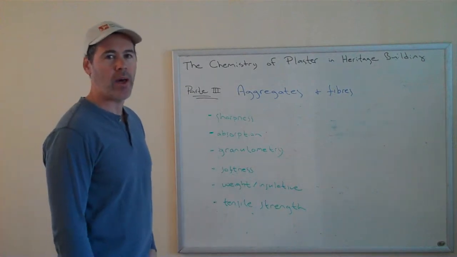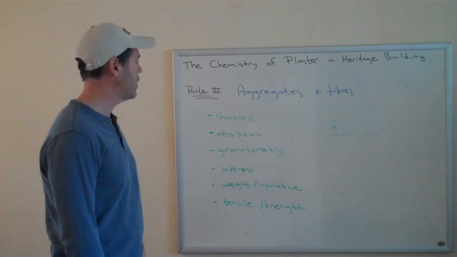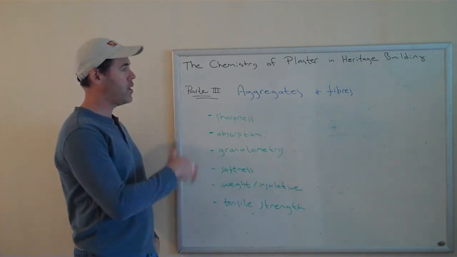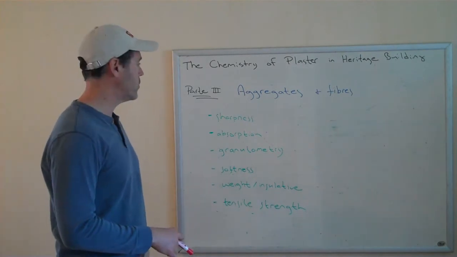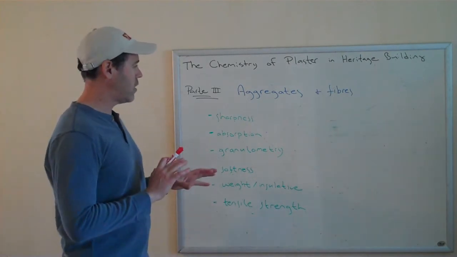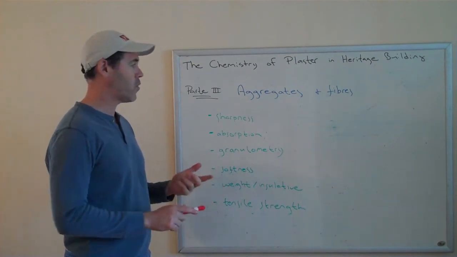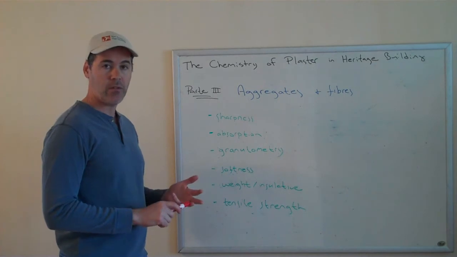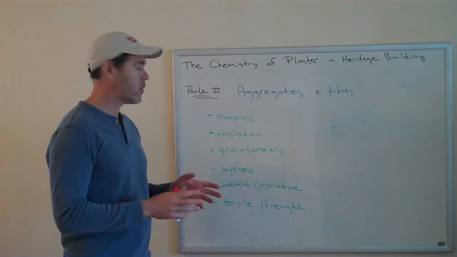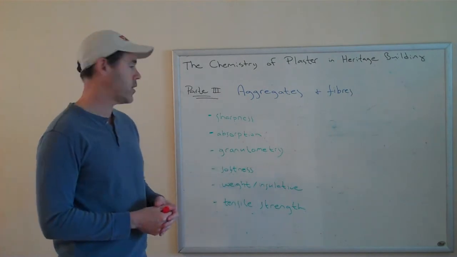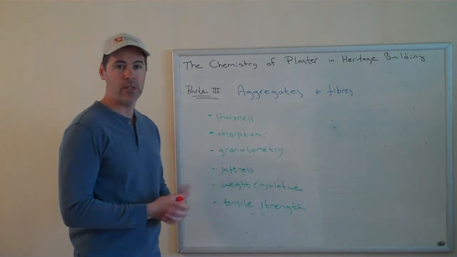Hello, my name is Patrick Webb, and we're continuing our discussion of the chemistry of plaster and heritage building with a consideration in part 3 of the aggregates and fibers that are often added to the binders. We're going to look at it in a couple different ways. One is the types of qualities that aggregates can have, and also examples of which type of aggregates manifest these qualities. So the first quality that we're going to discuss is that of sharpness.